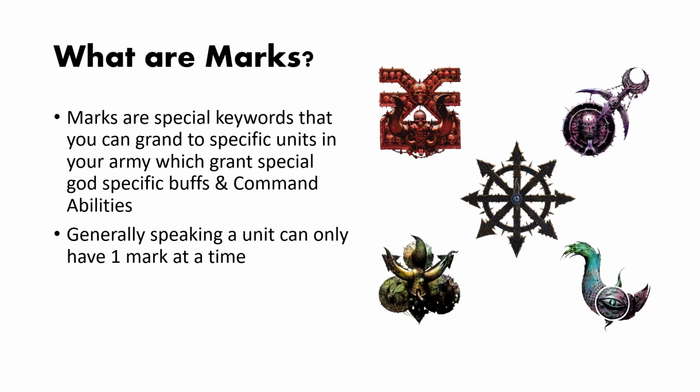To begin, let's just start with defining what a mark is. Marks are specific keywords that you can give specific units in your army pre-game, which grant access to special god-specific buffs, as well as specific god command abilities or a spell in Tzeentch's case. Be aware, though, that these command abilities are granted to heroes only, so the hero has to issue the command ability, and they have to be targeting a unit with the same mark to make sense. And that applies to Tzeentch's spell as well. We'll go over that when we get to Tzeentch.